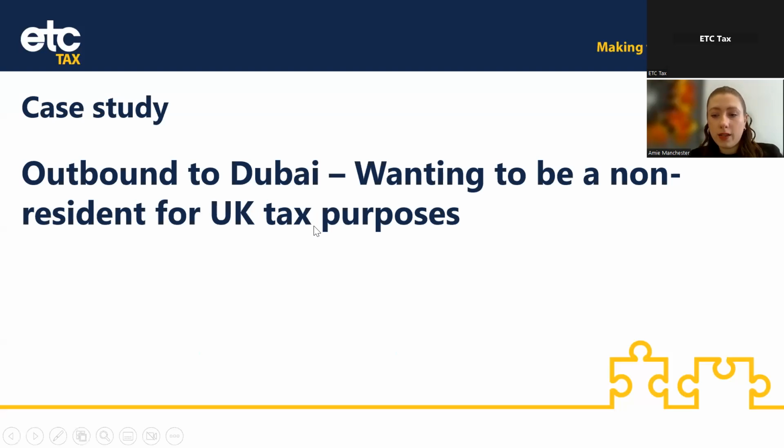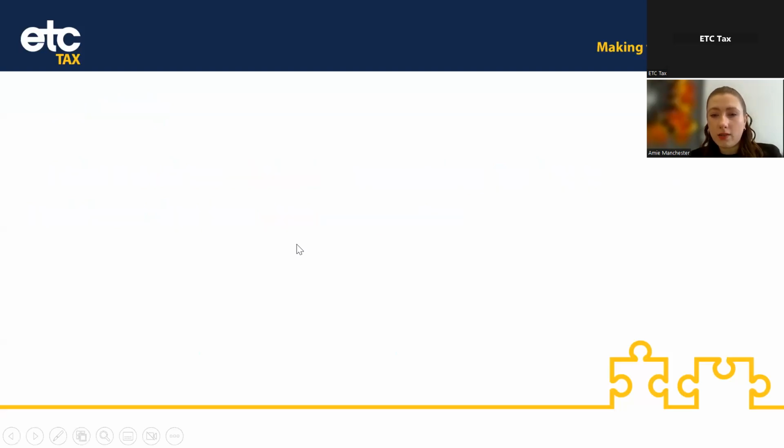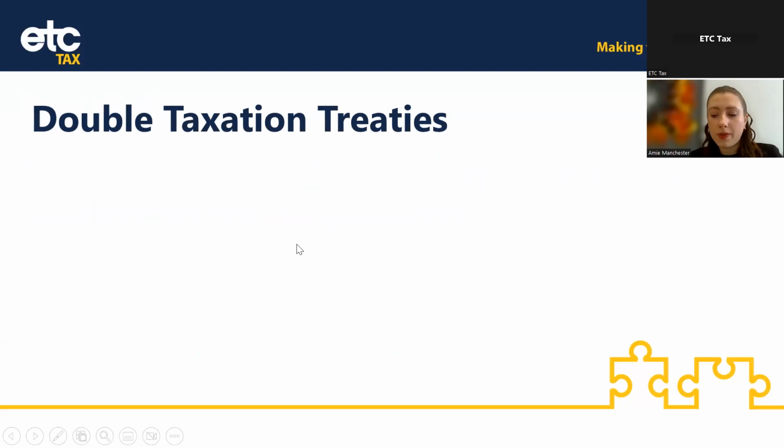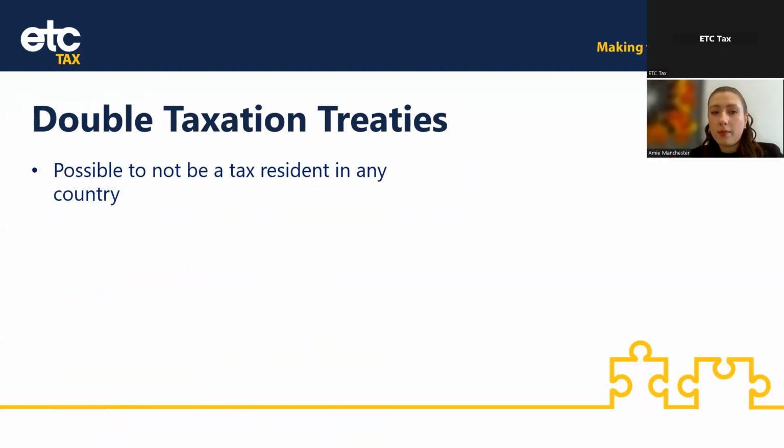So just moving on to look at double tax treaties now. Before we delve into the details, it is actually possible to not be a tax resident in any country. Each country will have its own, what we call, domestic legislation for considering residence. For example, HMRC, the UK tax authorities, have the SRT, the statutory residence test.